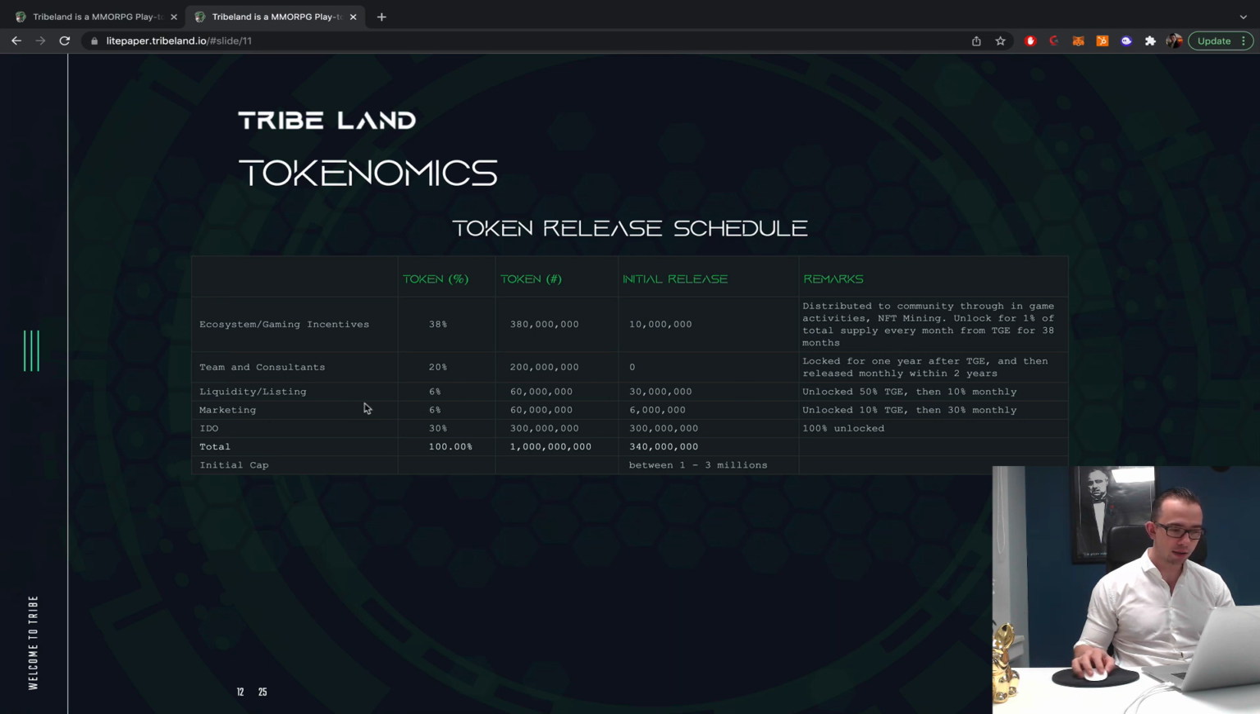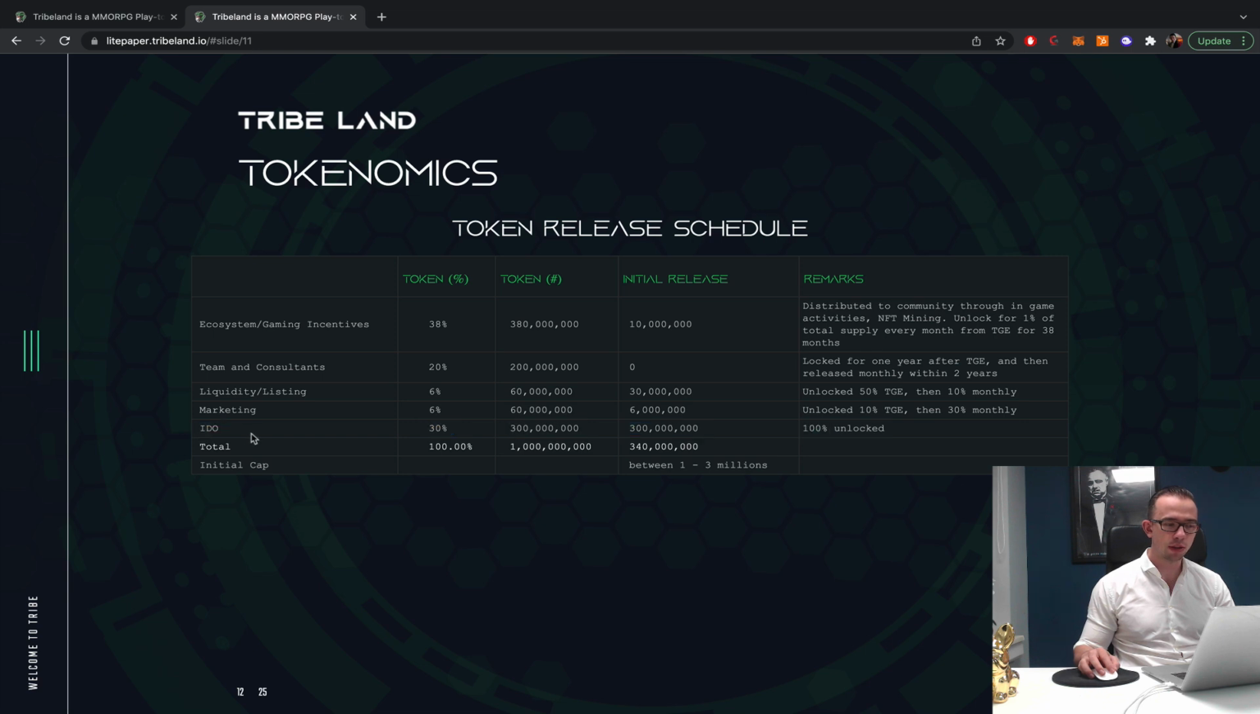Liquidity 6%, that's quite low. Unlock 50%, then 10% monthly. Marketing 6%, unlock 10%, then 30% monthly. IDO 30% of tokens, 100% unlocked. Okay, so this doesn't look good.